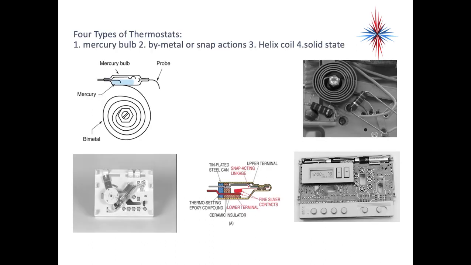So we have four types of thermostats. We have a mercury bulb, which is almost gone. You don't see them that often, but they're still out there and you have to know what to do with them. The biggest and most important thing on mercury bulb thermostats is, A, they have to be level, and B, you cannot just toss them out in the dumpster. Mercury is a hazardous waste.